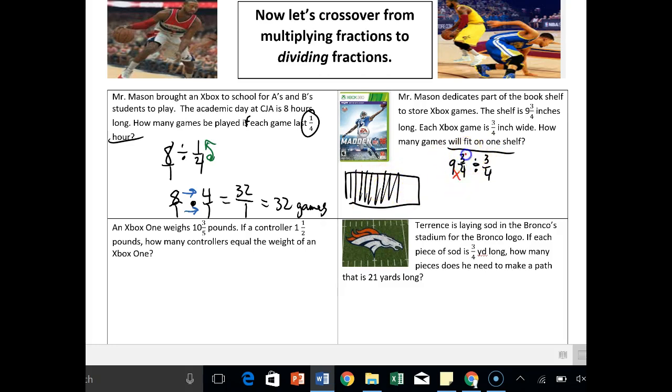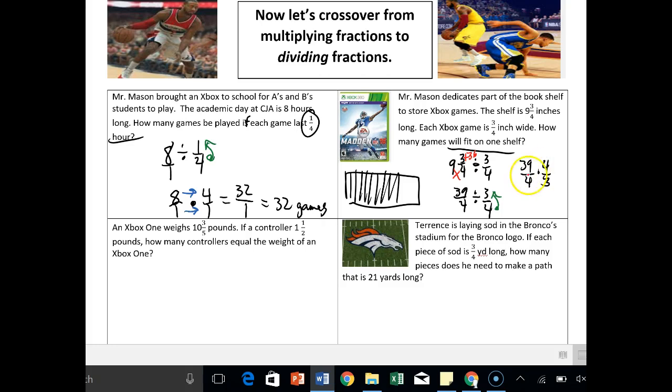So again, you got to stop yourself. You got to make sure that you change this to an improper fraction first, even before you flip, right? So it's going to be 39 over 4, still divided by 3 over 4, right? This whole flip part should be like its own separate step, so you don't ever forget it. So now it's 39 over 4 times 4 over 3, right?